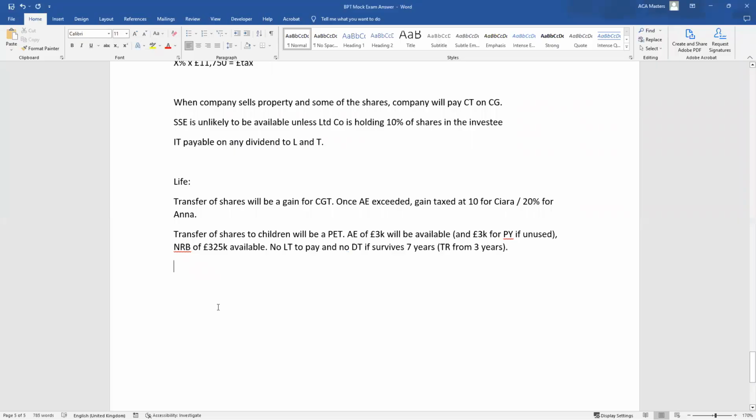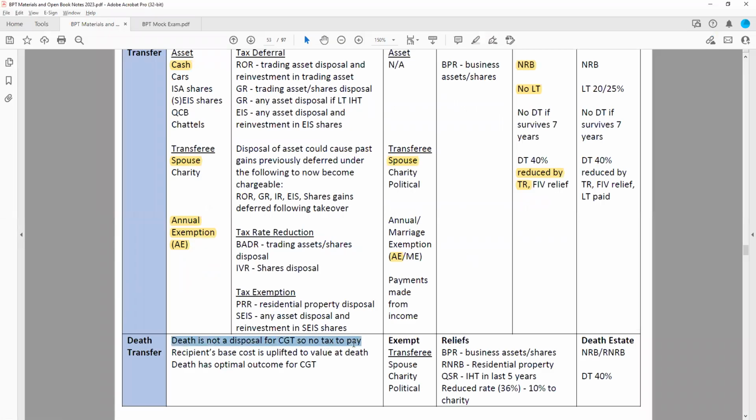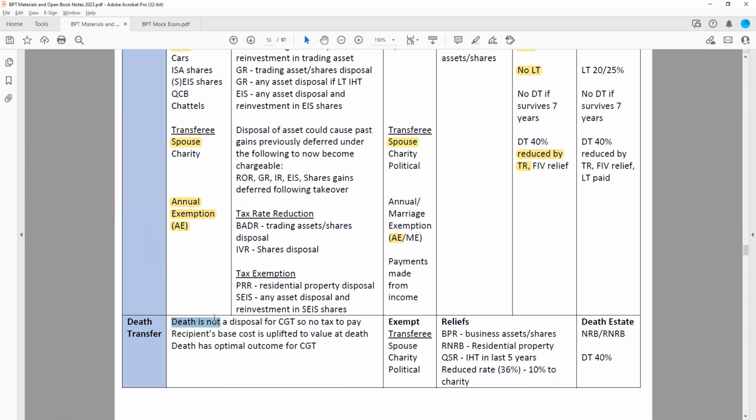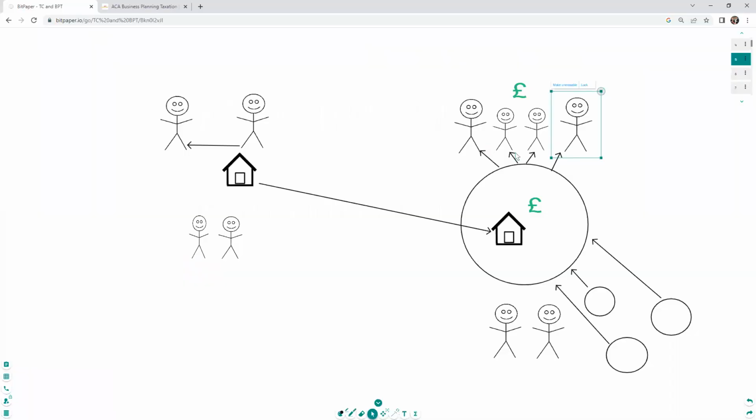Now if they pass it on death, then for CGT, death is the best way to pass things on, because it's not a disposal for CGT. So if they die and pass these shares on, it's not a disposal, so there'd be no CGT to pay.